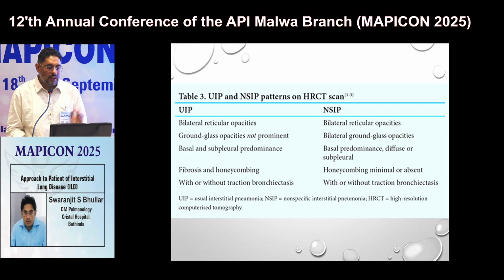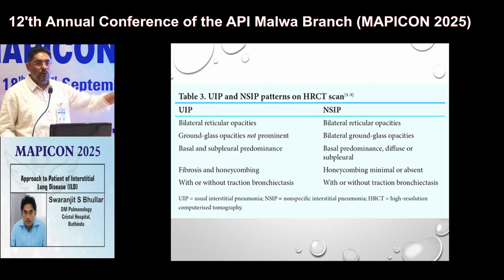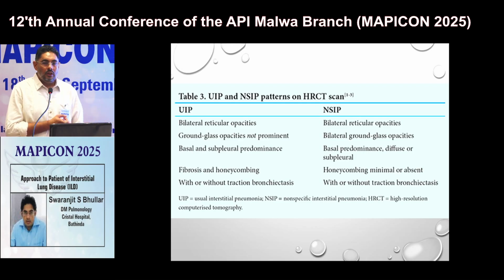The most important difference is that in UIP you see a lot of fibrosis and less inflammation. In NSIP you see a lot of inflammation and less fibrosis. That is the most important crux. In UIP, since there is a lot of fibrosis, these patients don't respond much to treatment. The treatment options are also limited. You don't give too many immunosuppressives, you don't give too many steroids. You may offer them antifibrotic therapies like nintedanib, pirfenidone, some of these drugs.